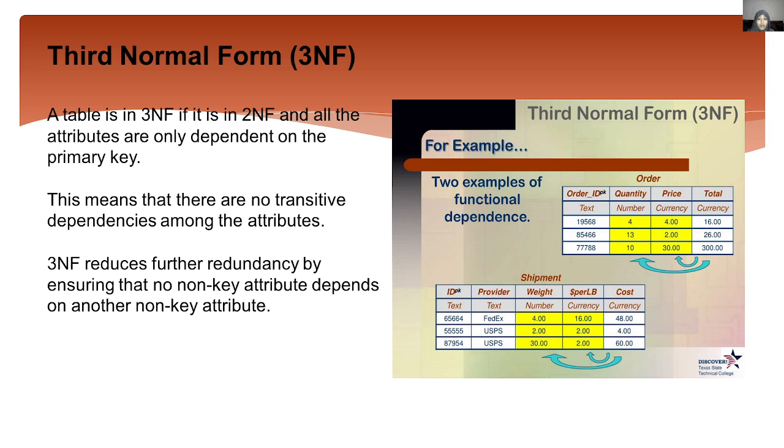3NF, third normal form. A table is in 3NF if it is in 2NF and all the attributes are only dependent on the primary key. This means that there are no transitive dependencies among the attributes. 3NF reduces further redundancy by ensuring that no non-key attribute depends on another non-key attribute.